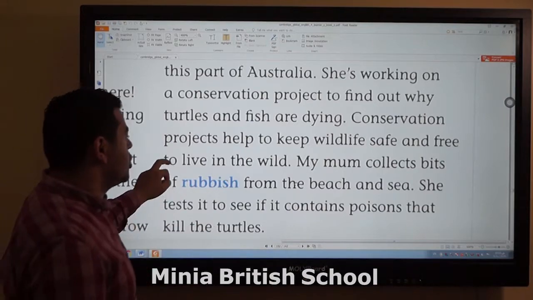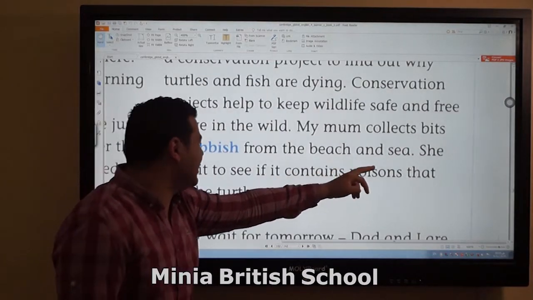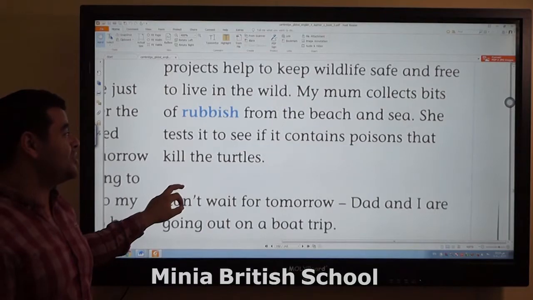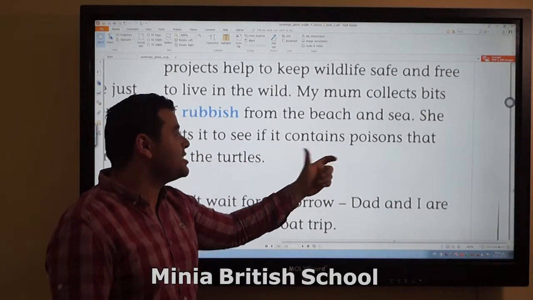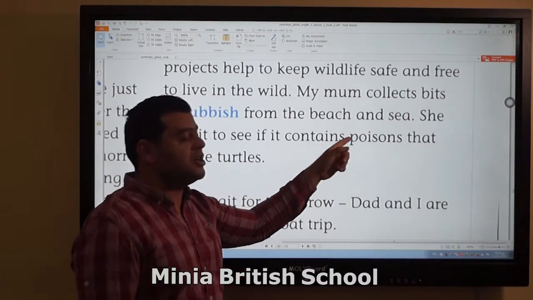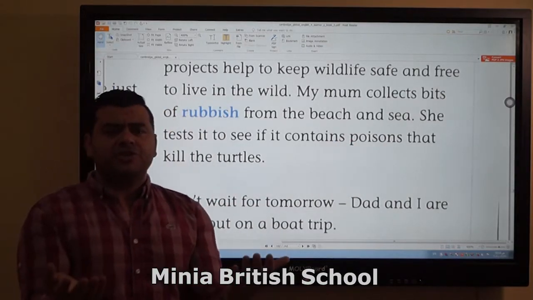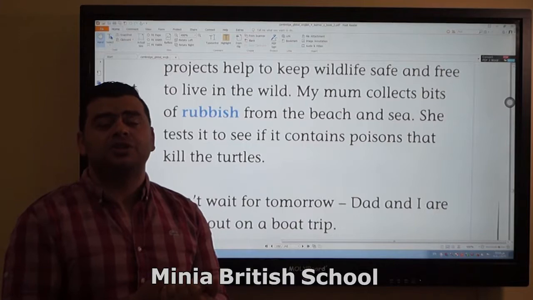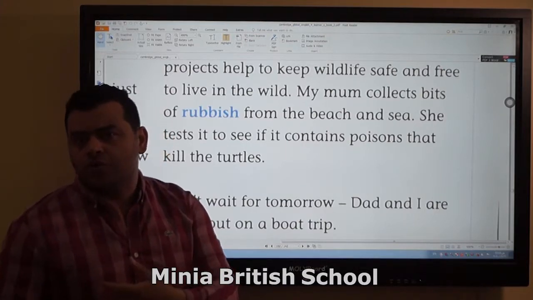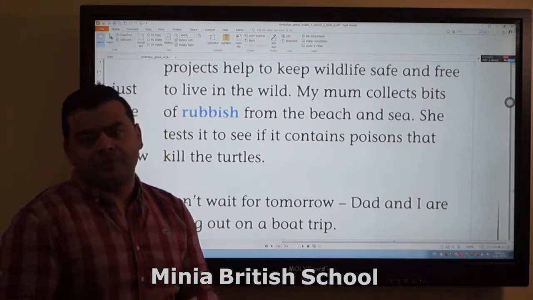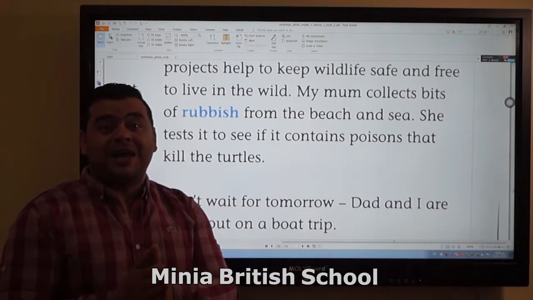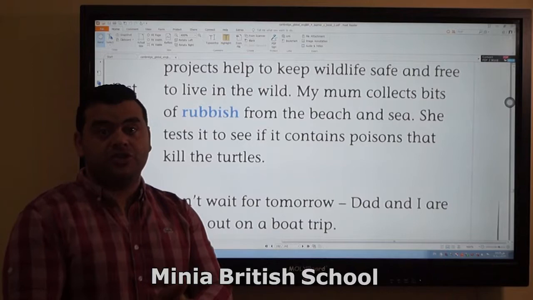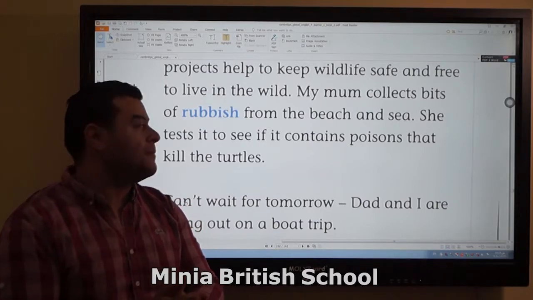So that's the rubbish from the beach and sea. She tests it to see if it has poisons. Highlight this word. Poisons, that's a substance or a material like water, like just a material. But this material is very dangerous and it can cause death to animals and to human beings.